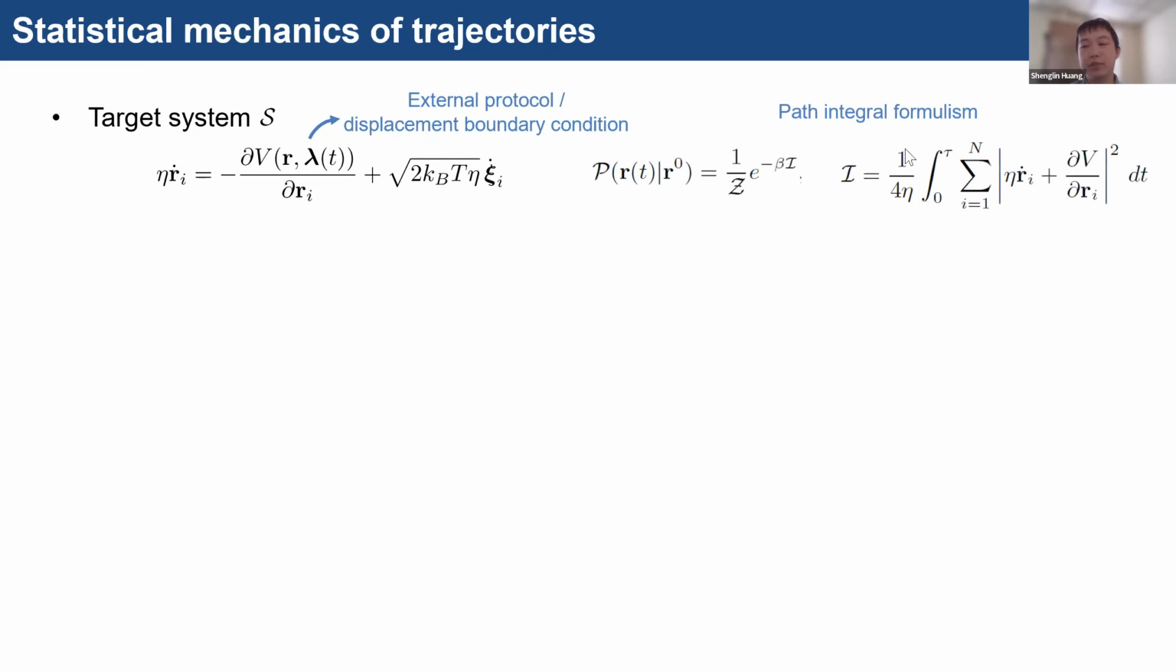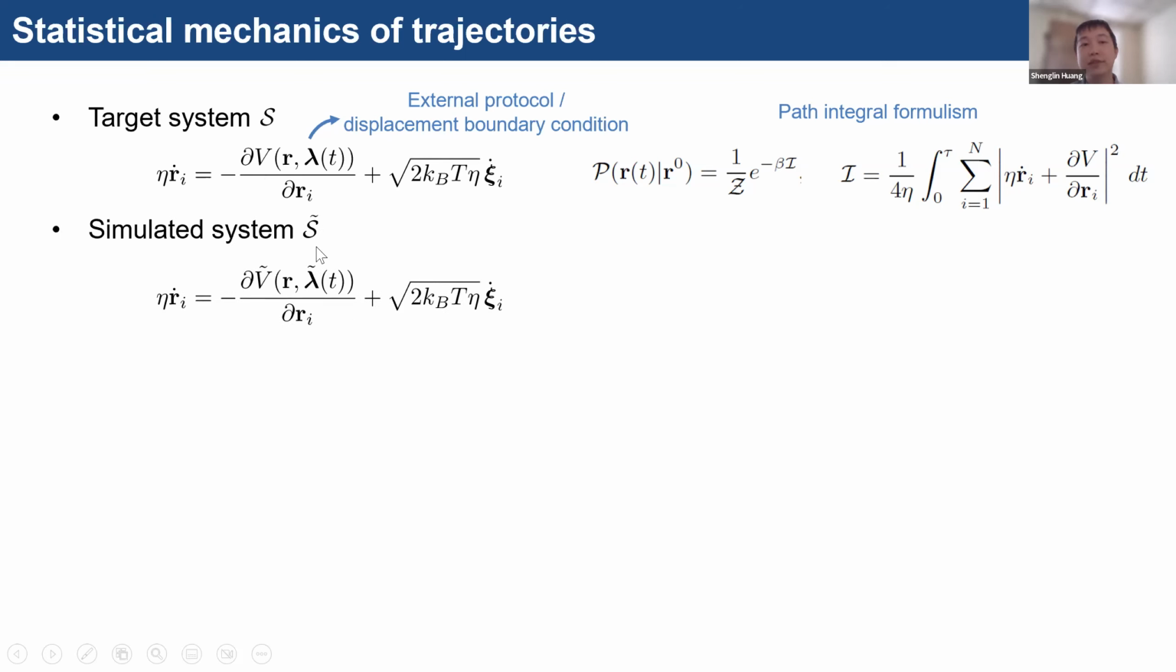Since this is a stochastic process, it has infinitely many possible paths during the evolution. For each path, there is a probability, and that path probability can be given by this path integral formalism. It is an exponential of this path integral along the trajectory. Here we consider a different system, a simulated system, S tilde, with a different potential V tilde and a different boundary condition, lambda tilde. With this path integral formalism, we can also write down the path probability for each trajectory of the simulated system, in similar equations but with different V tilde and different lambda tilde.